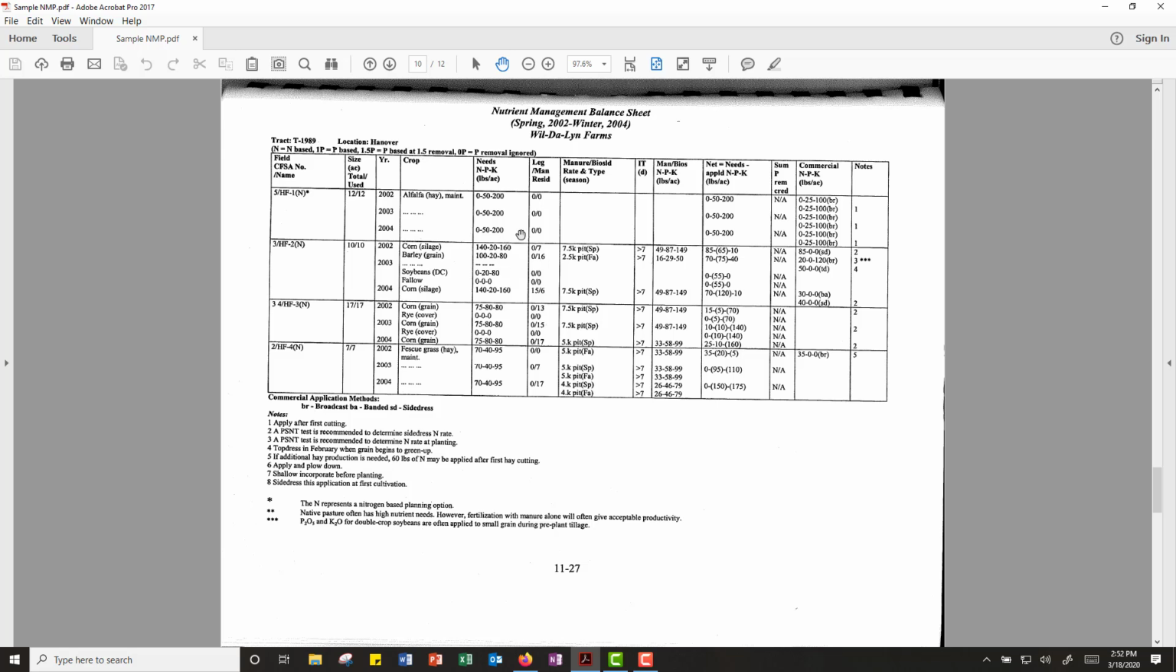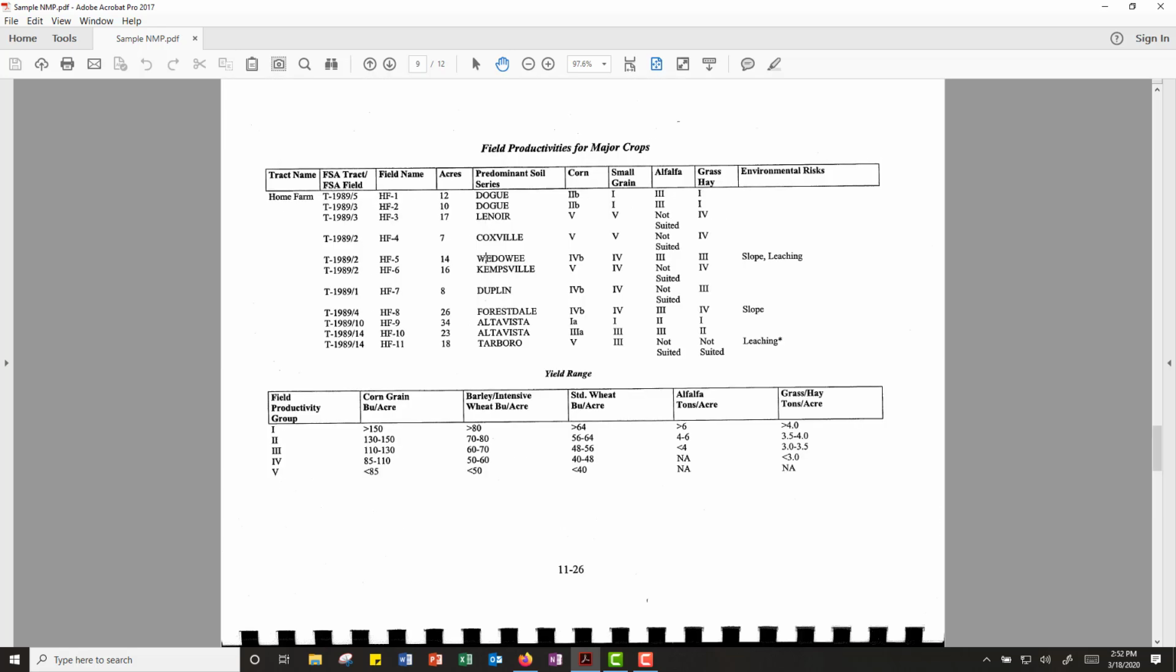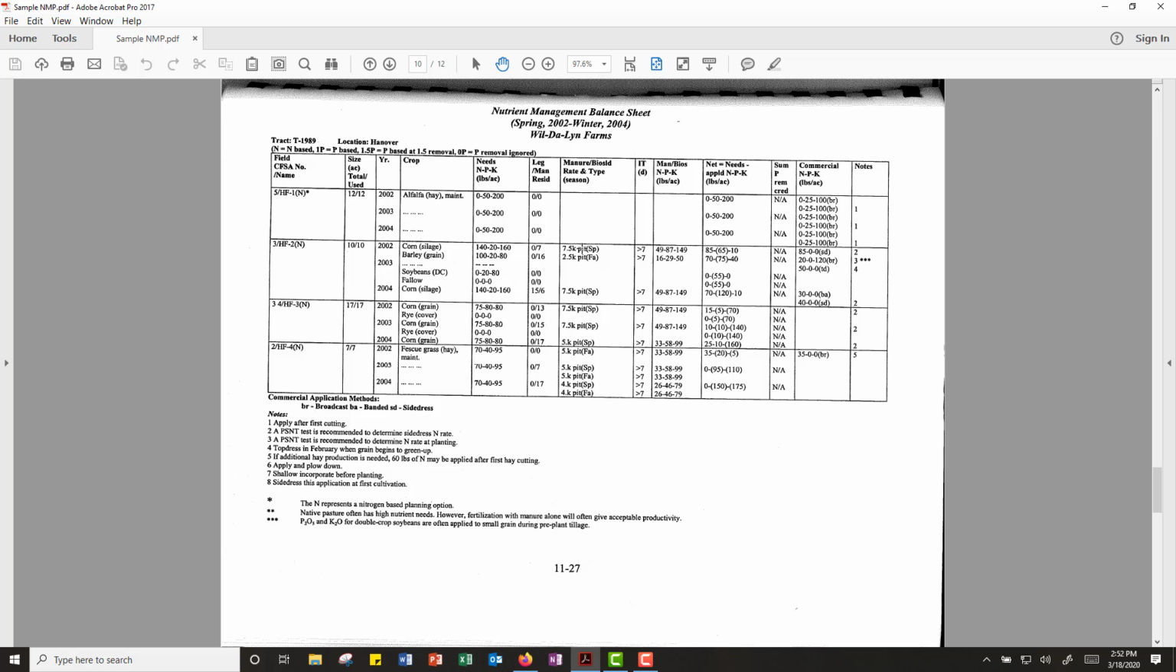This is a pretty good field. HF2 is productivity group 2B for corn and 1 for small grains. So there's going to be good yield on this field. So it's got pretty high nutrient requirements. Slide across. This is the residual manure nitrogen. You'll understand that better when you get to lesson 4.3.